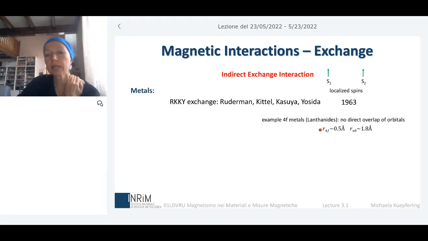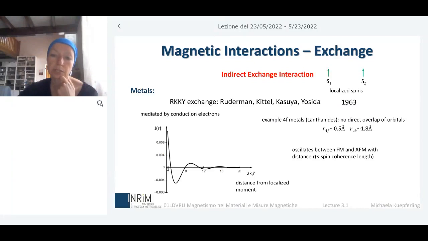So this is very important in lanthanides, in the so-called 4f metals, 4f elements, because in 4f elements, we don't have a direct overlap of orbitals, because the 4f orbital is very much localized to the nucleus. So while you can see here the distance between two atoms would be 1.8 angstrom, the orbital is only of 0.5 angstrom. So there's in fact no direct overlap. However, we have exchange, and this is by the free electrons, the conduction electrons in the material.